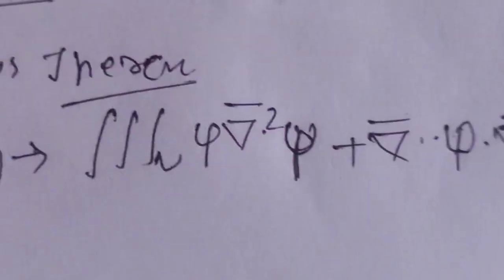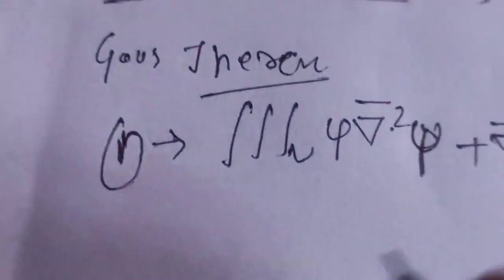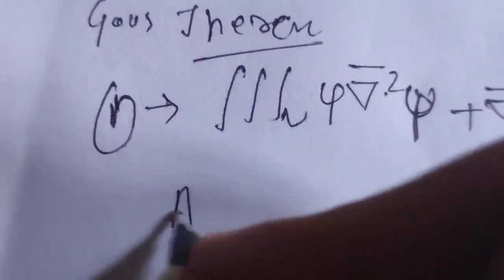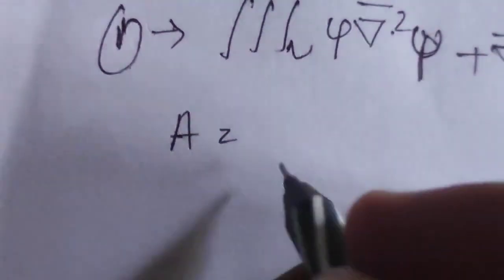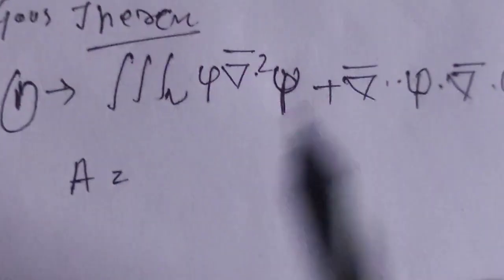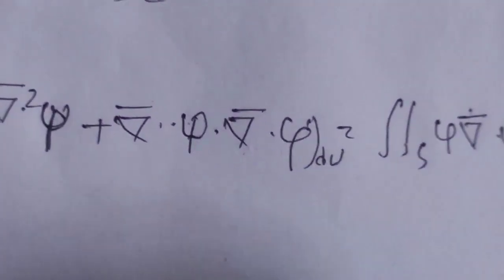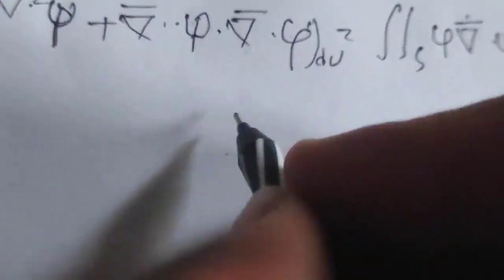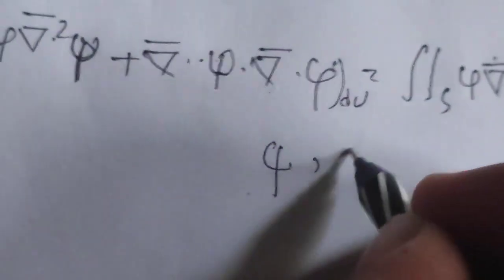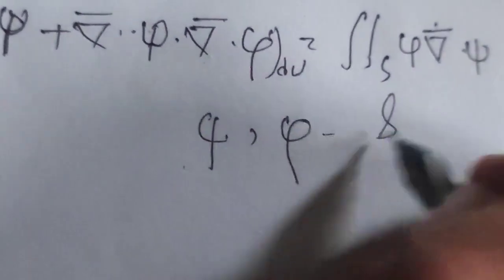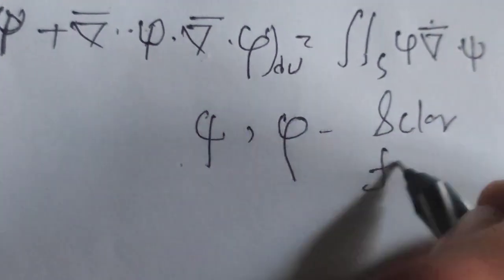So let's prove this. We already know the Gauss theorem, so now we talk about how to solve it. First of all, some important things: here psi and phi are both scalar functions. What a vector or scalar function is, we will talk about in the next video.